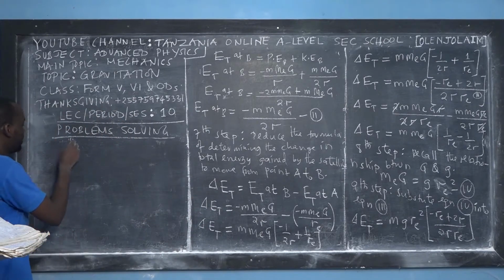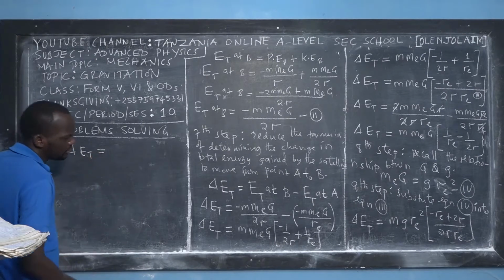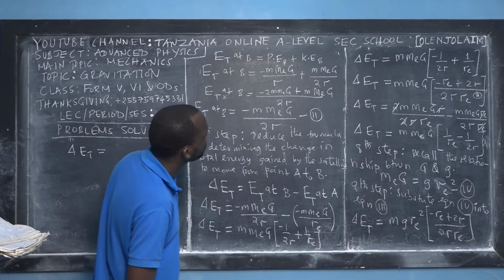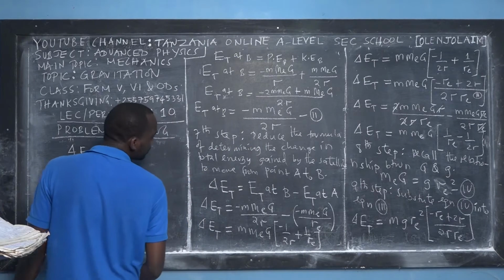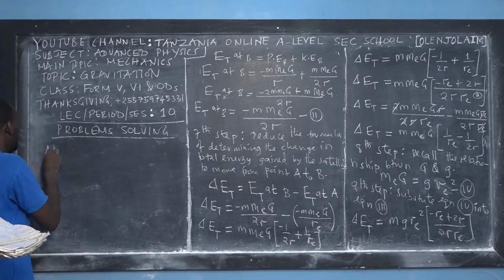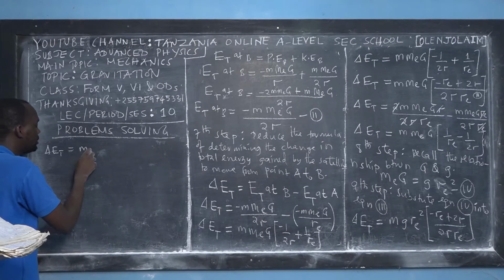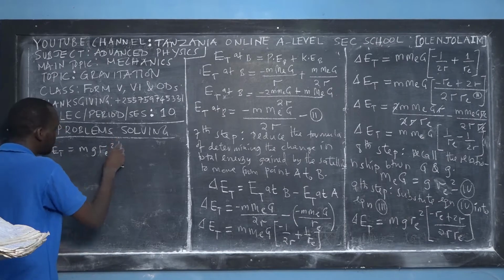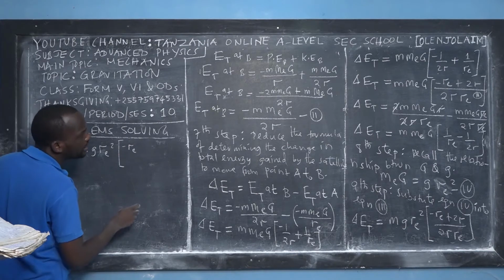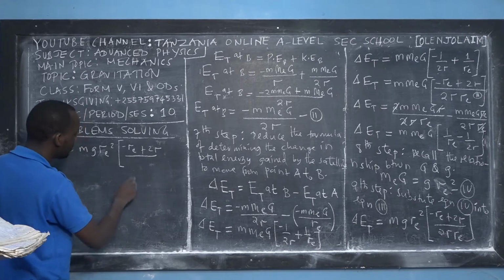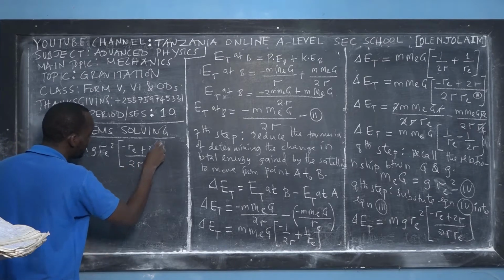Okay, so we say that change in total energy is equal to what? So for that case, is there a negative? No negative, so there we have 2, okay, fine. So let me copy it. Change in total energy between the 2 points is equal to mass of the satellite times acceleration due to gravity, radius of the Earth squared, and then in bracket we have negative radius of the Earth, and then plus twice the radius of the orbit, over twice radius times radius of the Earth.